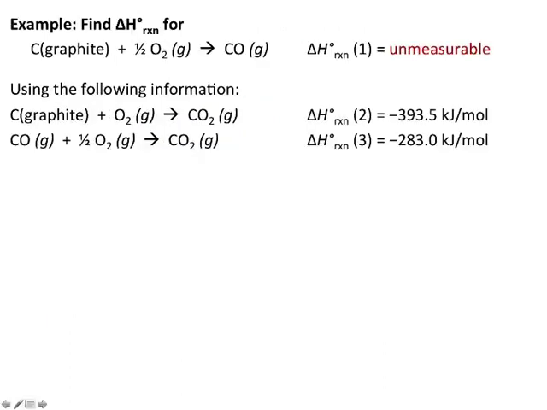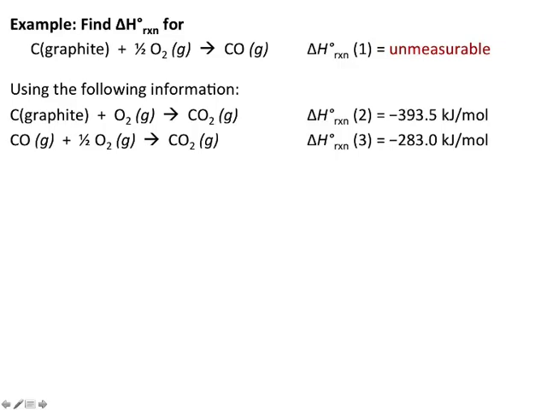Now, let's do a couple examples. Say you have this equation, graphite plus half an oxygen goes to carbon monoxide, and you want to know what the enthalpy change for that reaction is, but it's not a reaction that you can physically do in the lab or that's feasible for you to run, etc. So this is unmeasurable. So we want to figure out what this is.